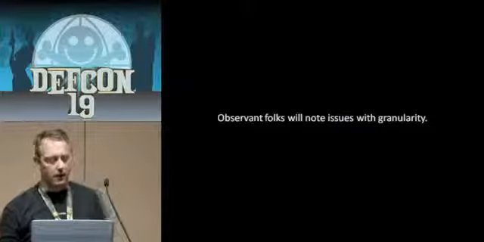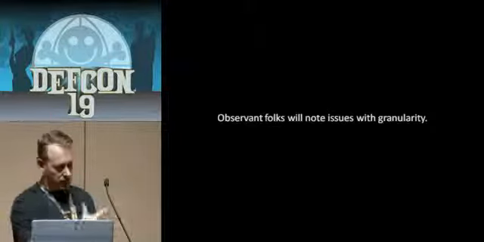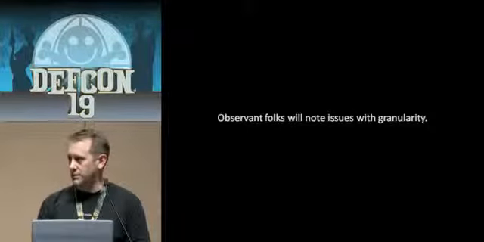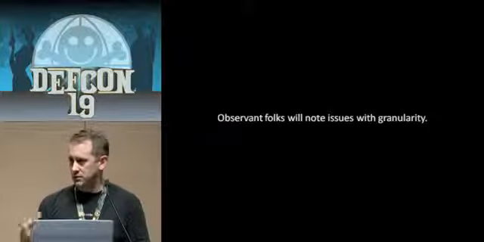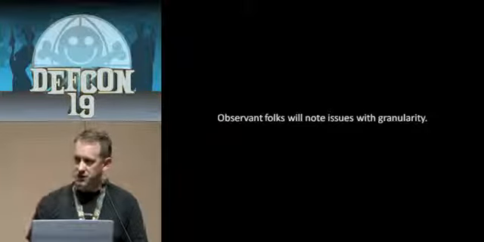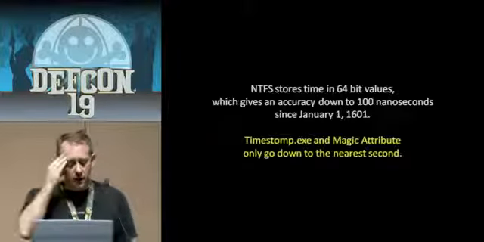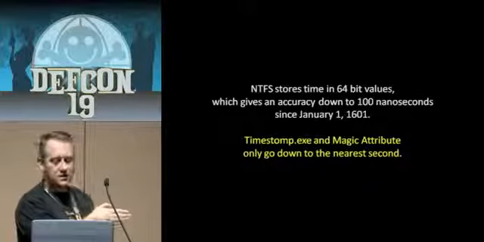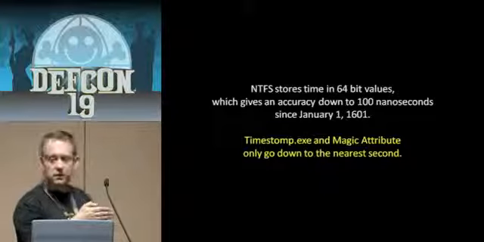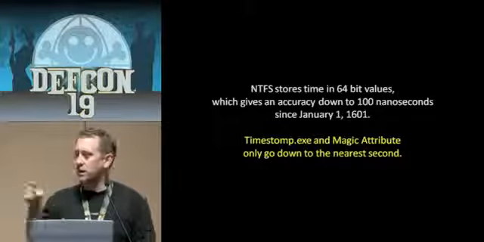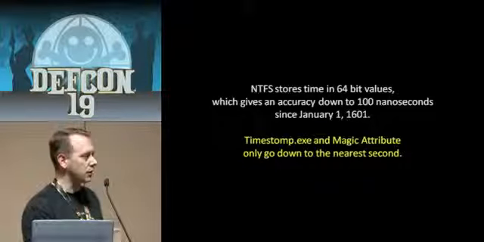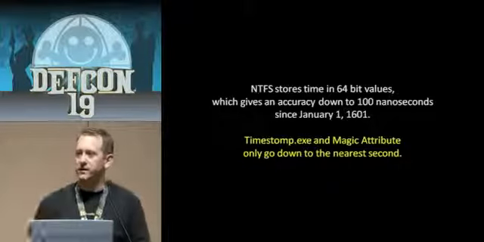All right. And this is something we talked about previously. There's a certain degree of granularity, right? Timestamps on Windows-based systems are stored in 64-bit values, right? Those 64-bit values cover time that's elapsed since January 1, 1601 in 100 nanosecond increments. Timestomp.exe, Magic Attribute, and the other tools that you can download from the net only go down to the nearest second.